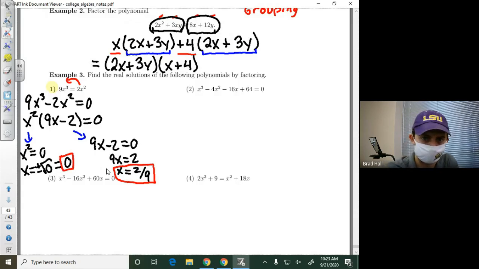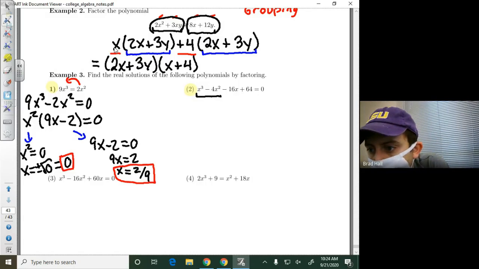So hopefully, so far, so good. Okay, so part 2 here, this one's already in the correct form, or it's in standard form, so we don't have to move things around. I see 4 terms, so we're going to use grouping. Group those 2 together, group these 2 together.